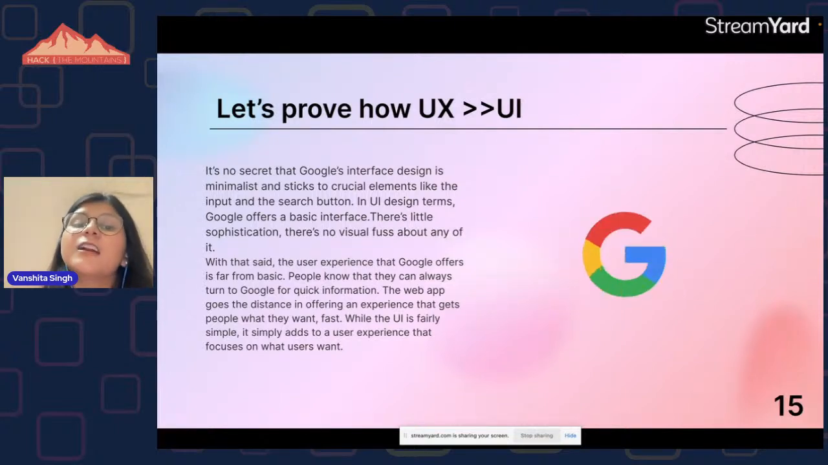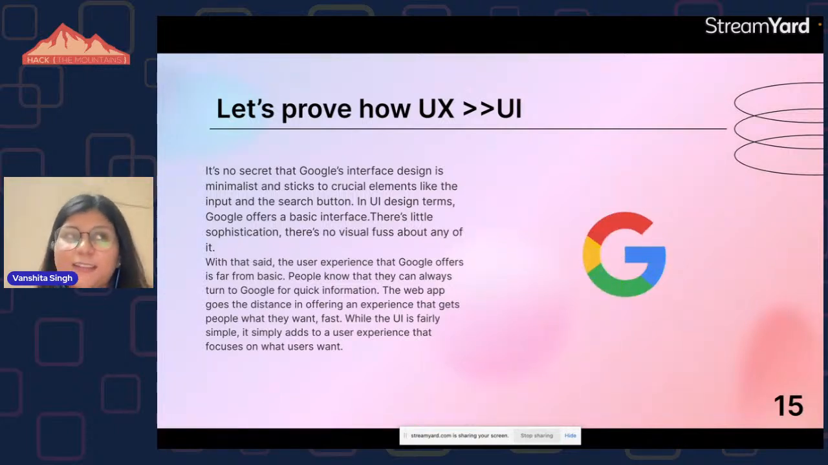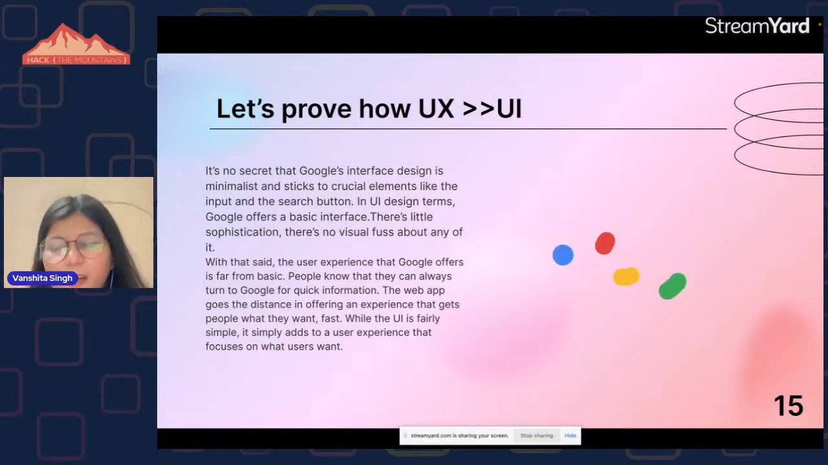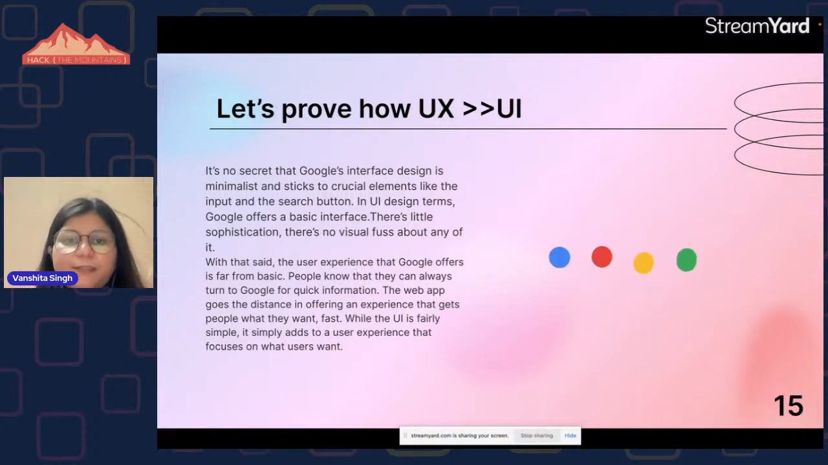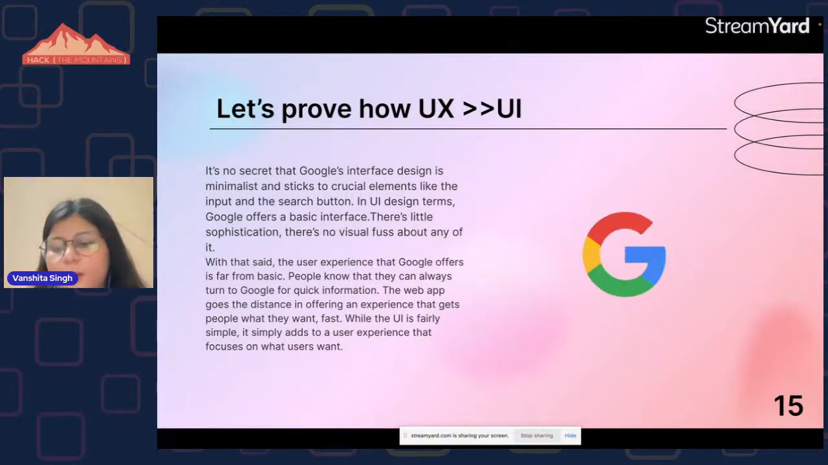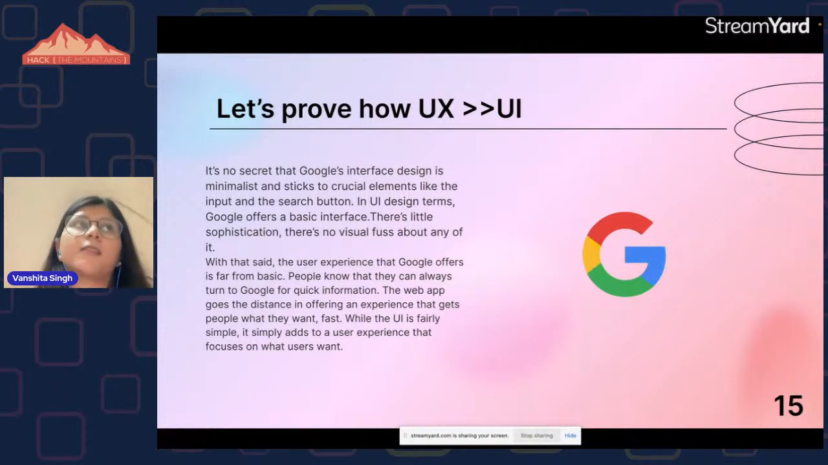That's why people are again and again coming to Google and searching for various things, because it doesn't even involve any other content on google.com. No news updates, no recent updates, no recommendations, nothing. It just gives you a search bar and a search button, and you search, and you get a list of things. So yeah, this proves that UX is greater than UI.